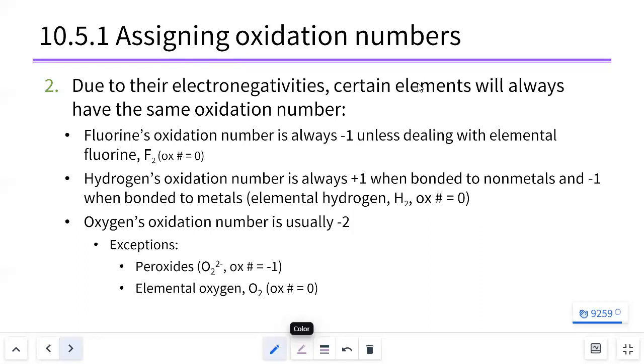The better it is at drawing electrons to itself, the more likely it is to have a negative charge. Fluorine and oxygen are the two most electronegative elements on the periodic table. They're the most likely to carry their most common charges. Most common charge for fluorine is -1. Most common charge for oxygen is -2. We know that based upon their position on the periodic table.